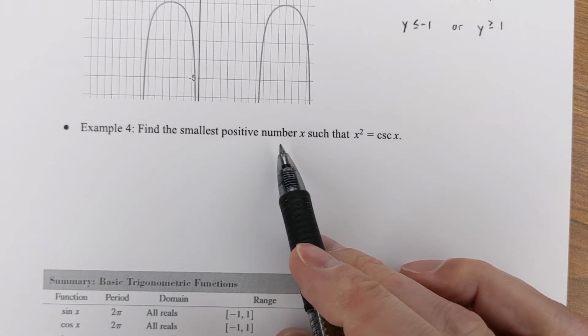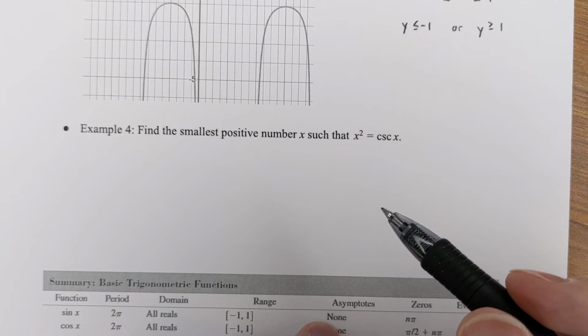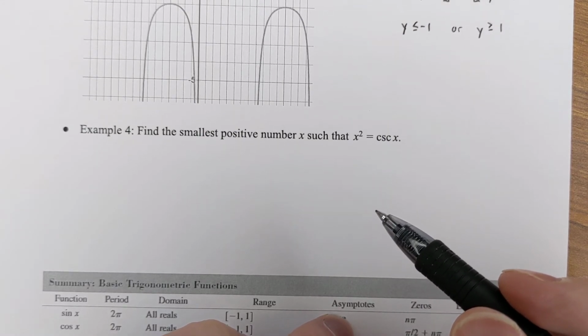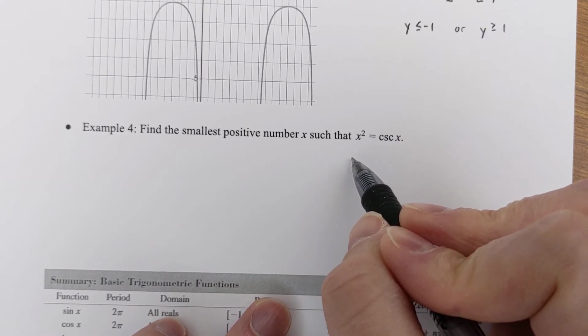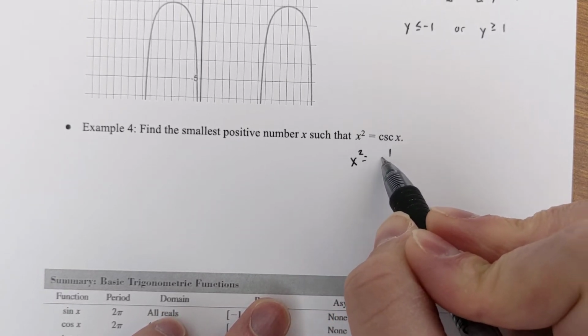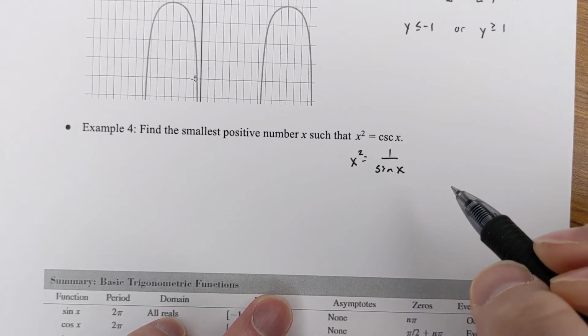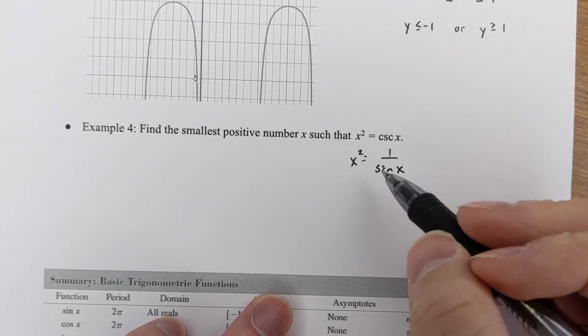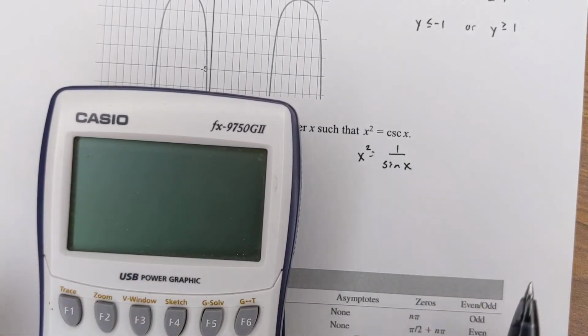Okay, find the smallest positive number x such that x squared equals cosecant x. Okay, so let's try this guy. I don't actually like cosecant, so we're going to make that the reciprocal of the sine. So that gives me this. The problem is there's no good algebra way to solve that, so we're actually going to come to the graph.